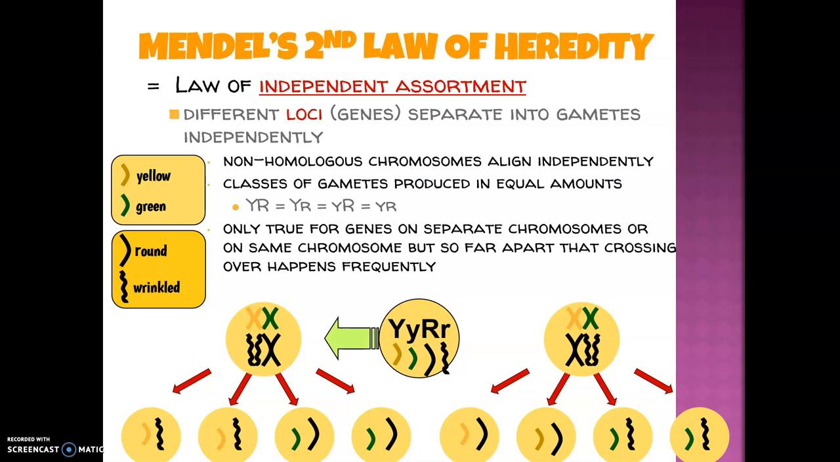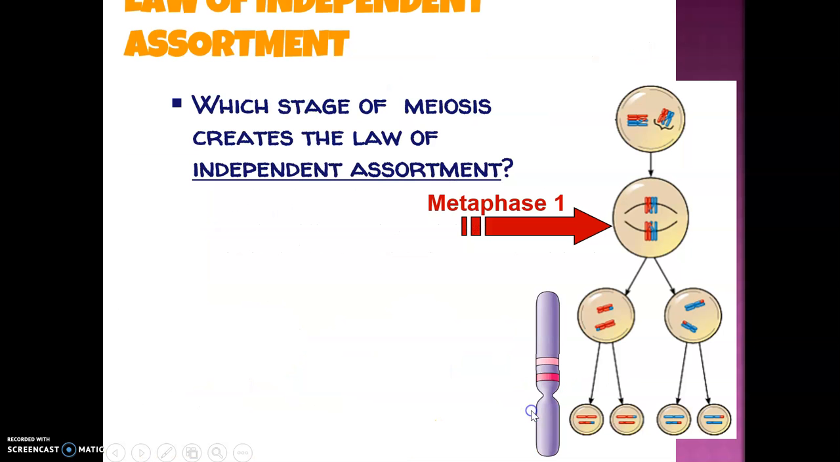Different classes of gametes are produced in equal amounts. But this is only true for genes on separate chromosomes, or on the same chromosome but so far apart that crossing over happens very frequently. If you look here, we have both heterozygous dominant traits. They can get split up in all of these different fashions. We can randomly and independently assort them in different ways, and that's how we get all of the genetic variation.